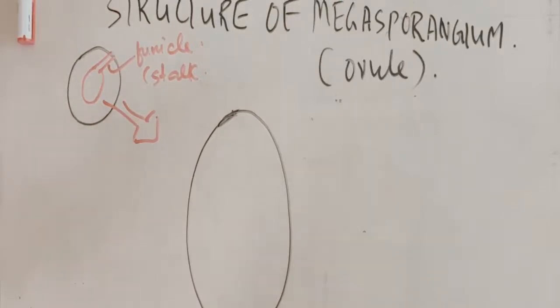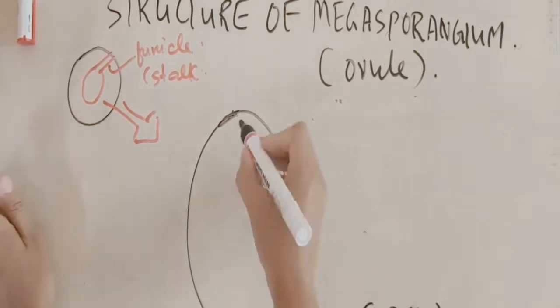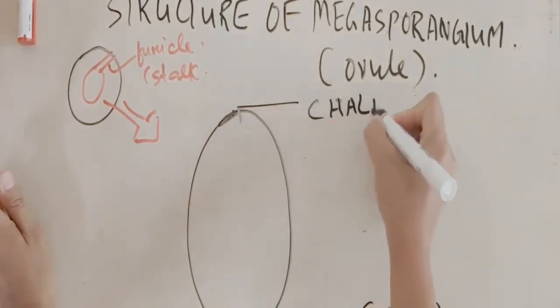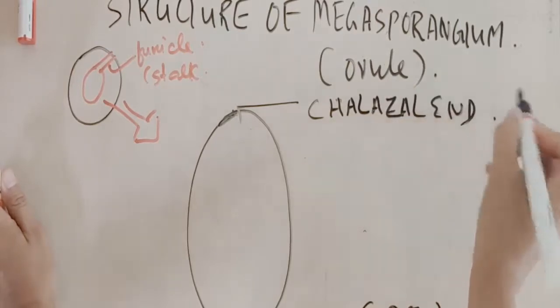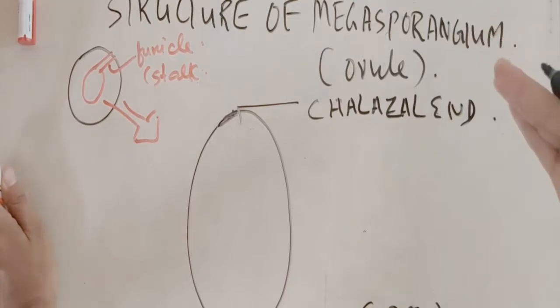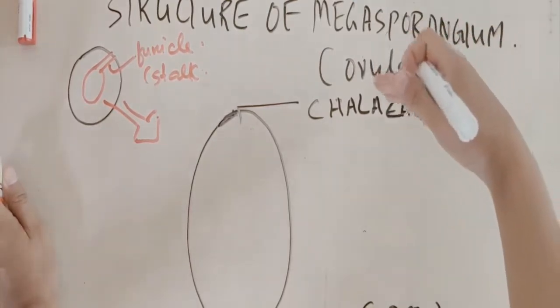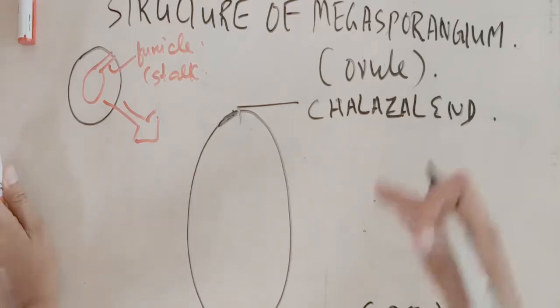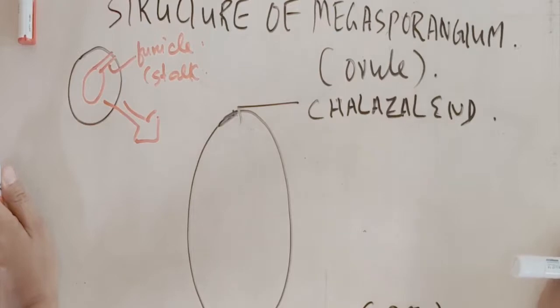So I'll draw this side as my micropyle. Opposite to the micropyle, the end is called the chalazal end. Draw the micropyle at one end, and opposite to it, the chalazal end. Opposite to the micropyle is the chalazal end.